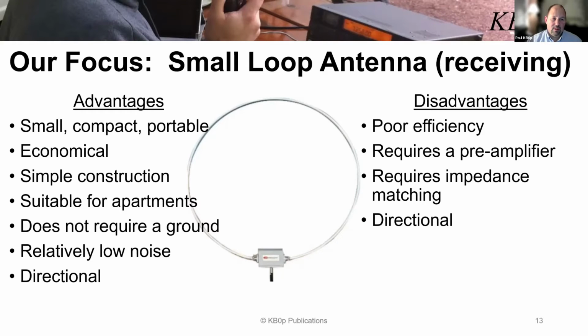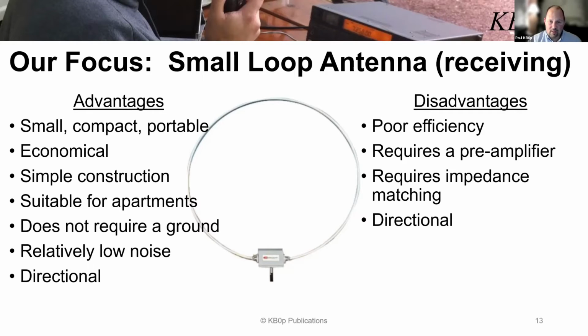So let's talk about this again. What are the small loop antenna? What are the advantages? It's small, it's compact, it's portable, it's economical, it's easy to build, simple construction. It's great for apartment dwellers or somebody who wants to kind of hide from the neighbors. It does not require a ground. It's a relatively low noise receiving antenna, meaning that it will not pick up as much static. And it's directional, and that can be an advantage or a disadvantage.